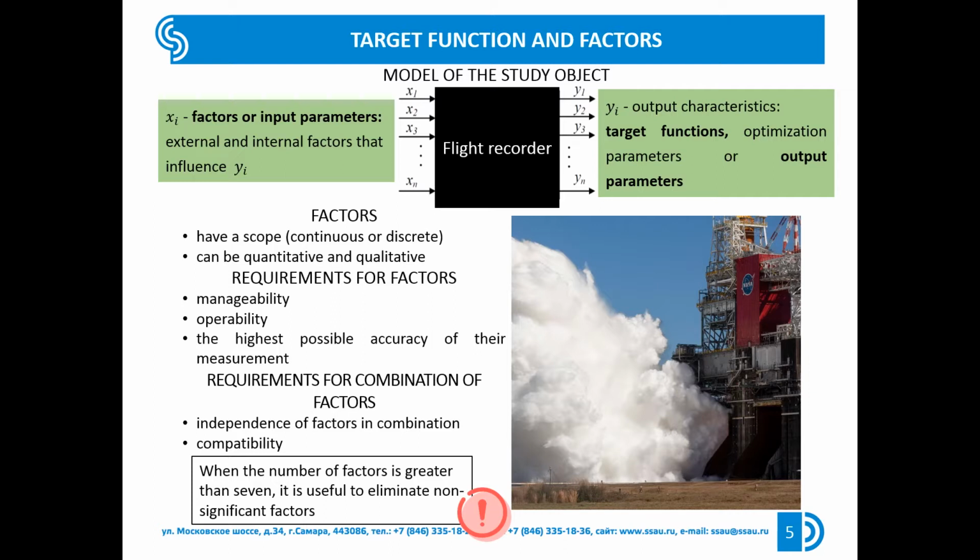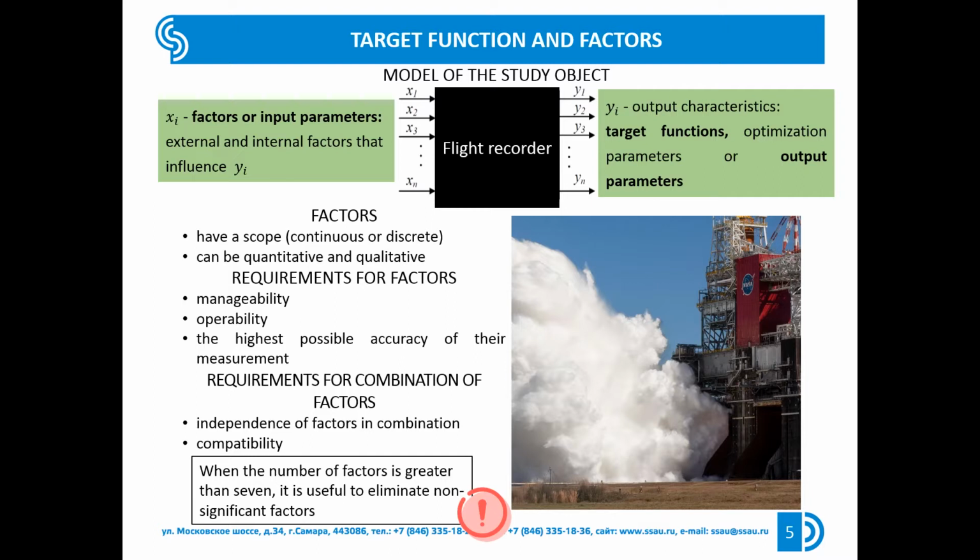Each factor has a definition area, which is understood as the totality of all values it can take depending on the operating conditions. The scope can be continuous or discrete. Factors are divided into quantitative and qualitative. The latter may include, for example, different fuels, etc. The factors are subject to the following requirements.